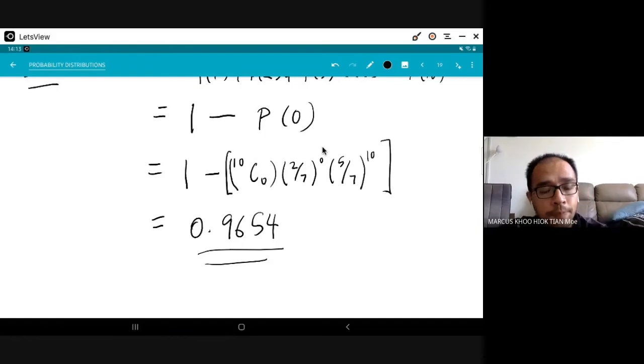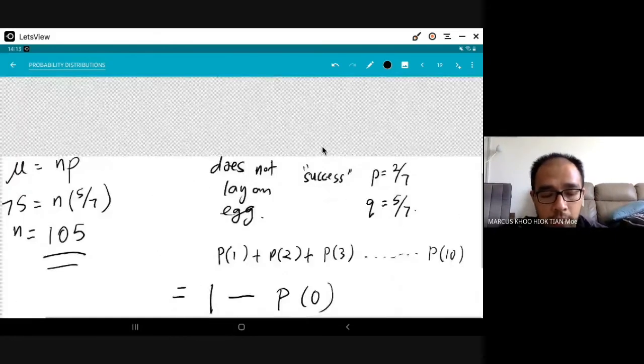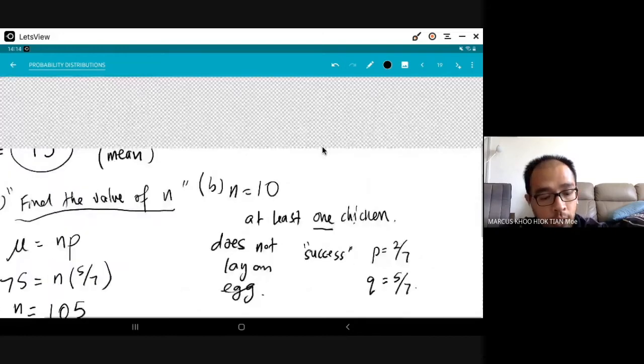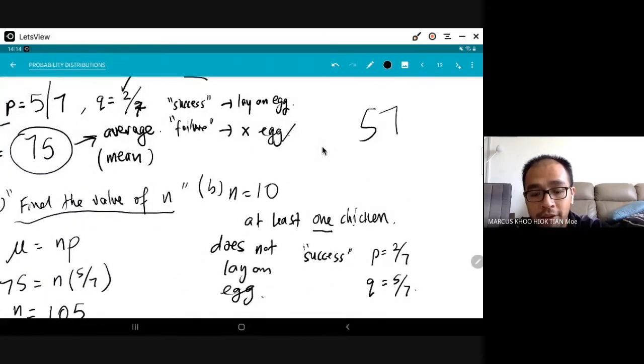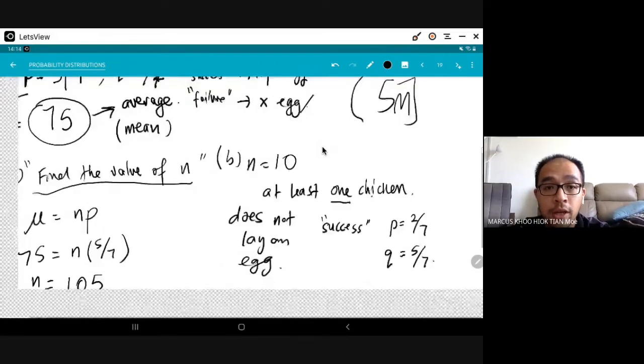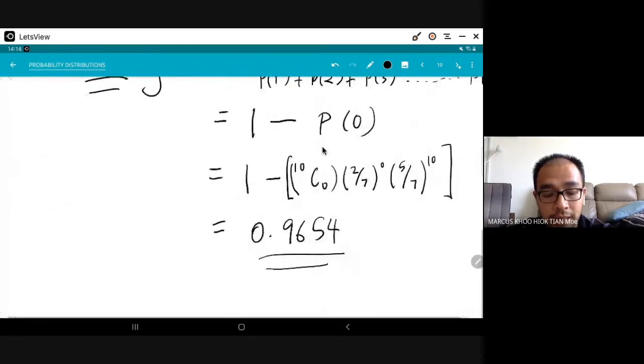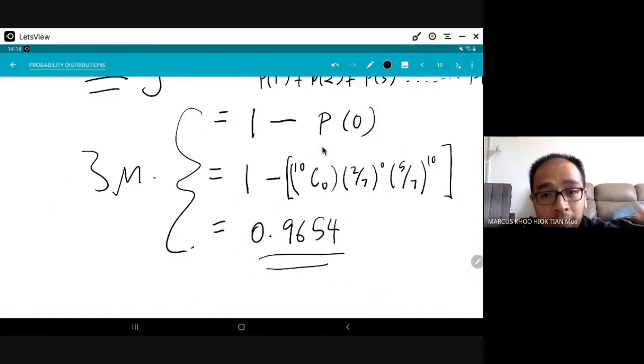Okay, so all in all, when you answer binomial distribution questions, in my experience, question number 3 is very common. Question number 3 is usually a 5 mark question. Look at the working, guys. This one is 2 marks. This one is 3 marks. The calculation is actually not difficult at all. What is difficult is understanding the question.